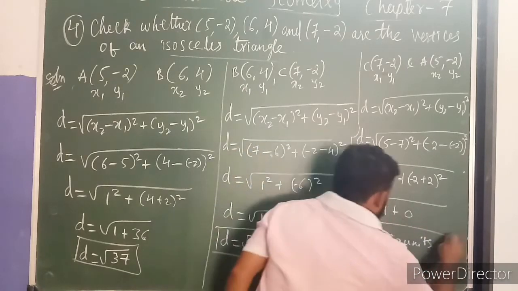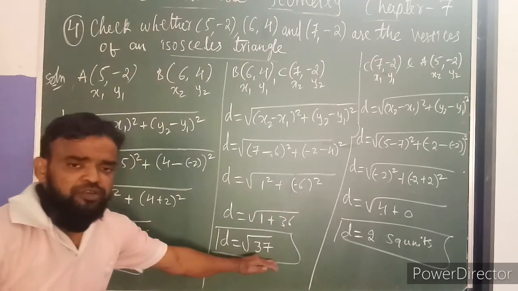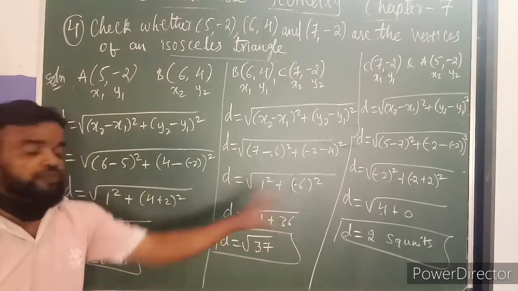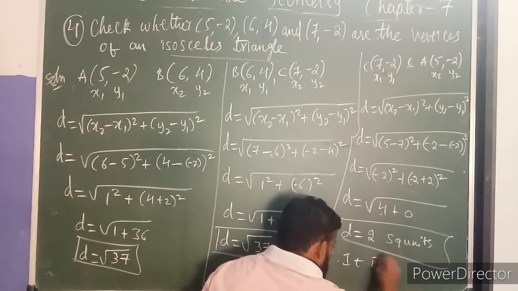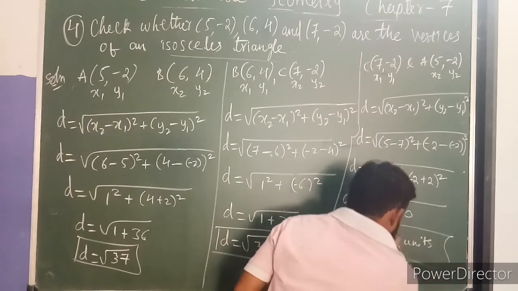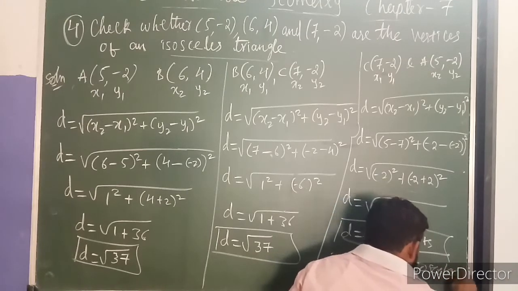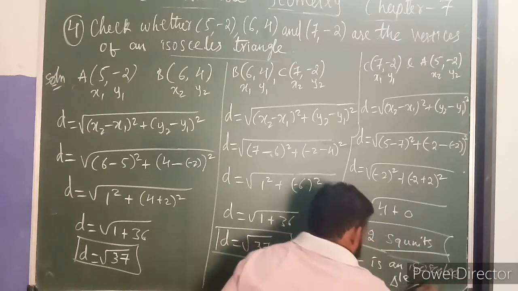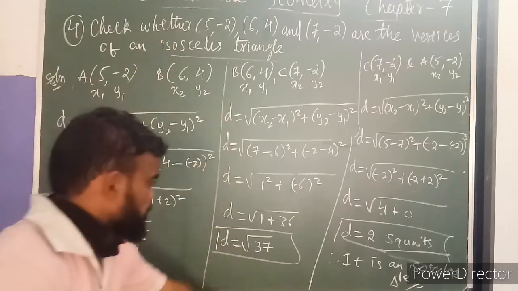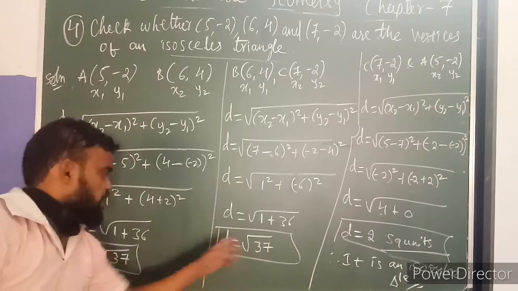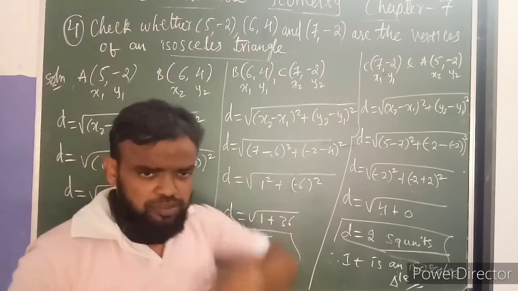So we got two sides equal, root 37 and root 37. Therefore it is an isosceles triangle. Got understood? AB, BC and CA, two sides are equal, then we call it an isosceles triangle. No doubt.